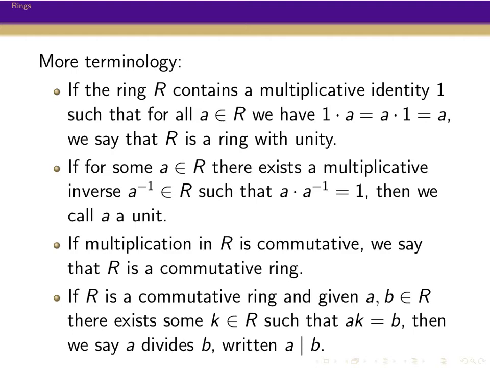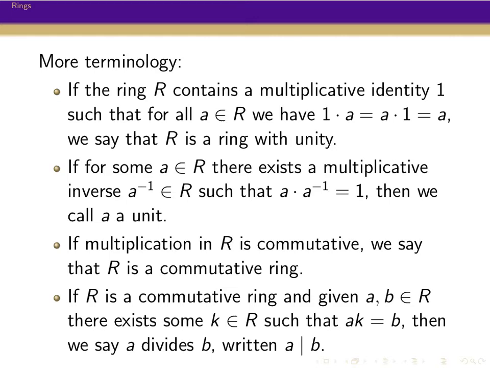Lastly, if we are in a commutative ring, and we have two elements A and B in the ring, and there exists some element K in the ring such that A times K equals B, then we will say that A divides B in the ring. We will write that as A divides B. Now this is something we're very familiar with in the integers. This is terminology we've been using for integers quite a bit, where if you have two integers and you can write one as a multiple of the other, then it divides the other.